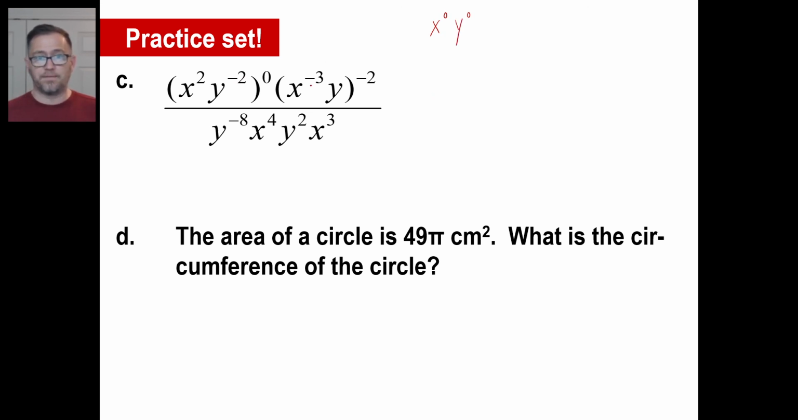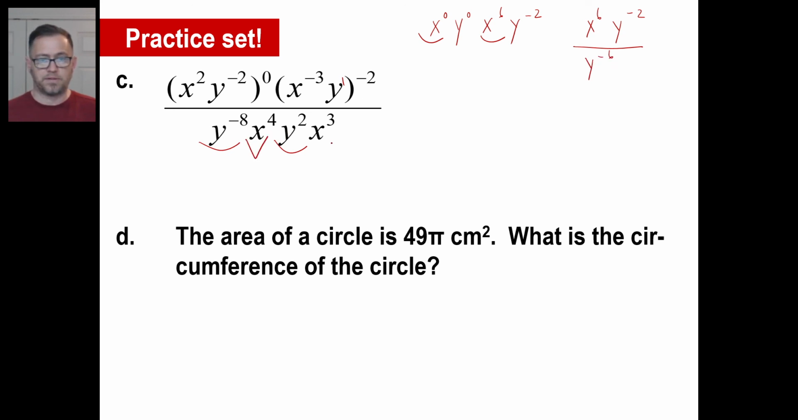Okay, x to the negative 3 brought to the negative 2 is going to be x to the positive 6. And y to the 1 power, 1 times negative 2 is negative 2. So let's just clump these together real quick. So x to the 0 times x to the 6th, that's going to be x to the 0 plus 6. And y to the 0 times y to the negative 2 is y to the 0 minus 2. There you go, and there's your numerator. All right, let's knock out this denominator. y to the negative 8th times y to the 2nd is y to the negative 8 plus 2, which is y to the negative 6th.